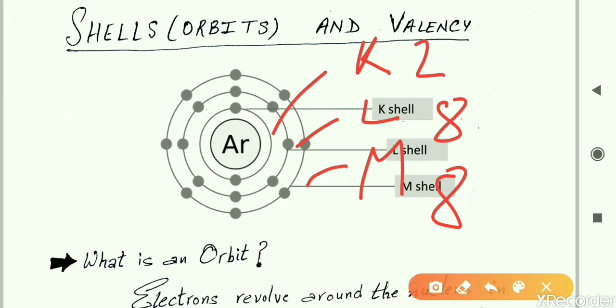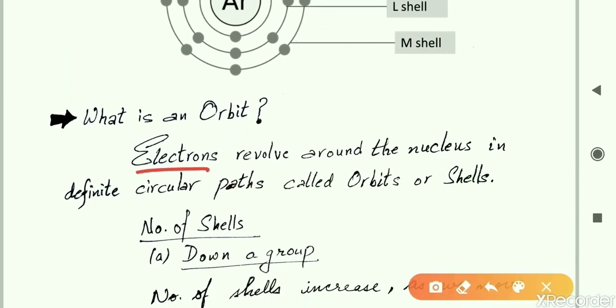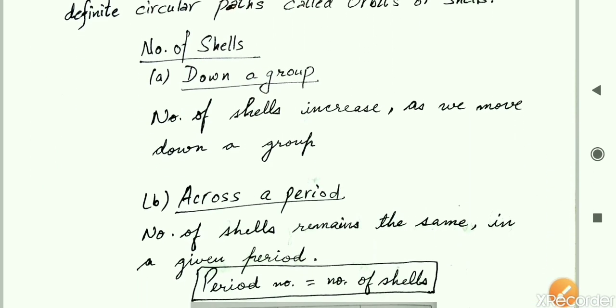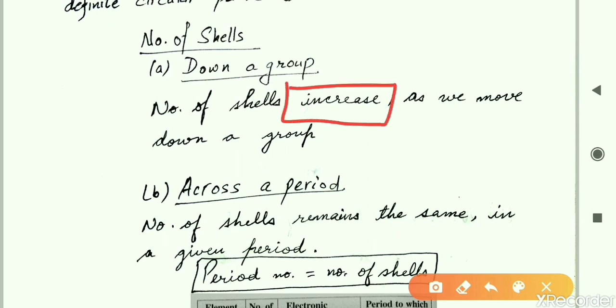These electrons are always moving in a fixed path. These paths are known as orbits. Here is the definition. Electrons revolve around the nucleus in a definite circular path or fixed circular path, which are called orbits or shells. Now, with regard to a particular group, this number of shells forms a particular periodicity. Let us see that. Down a group, if we follow a particular group only, the number of shells increases as we move down a group.